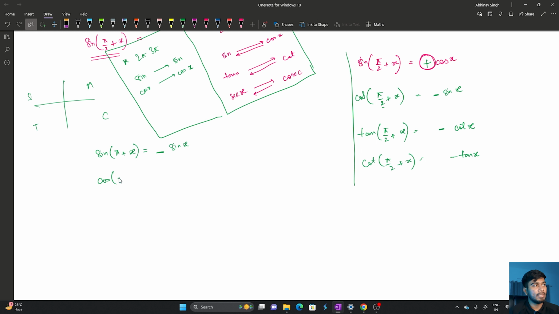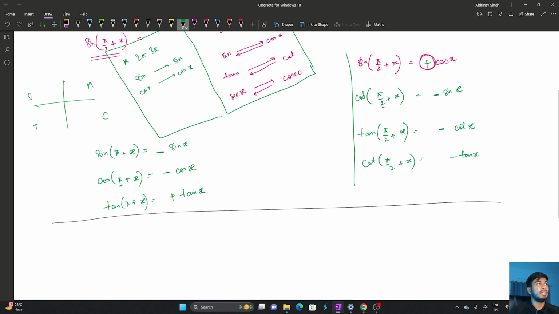Similarly, cos pi plus x, since it is pi, I will write the same function cos. Now in the third quadrant, cos is negative, so you will write minus cos x. Then tan pi plus x, since it is pi, I will copy the same trigonometric function tan, and tan is positive in the third quadrant, so it will be plus tan x, right? I will do it for negative signs too.